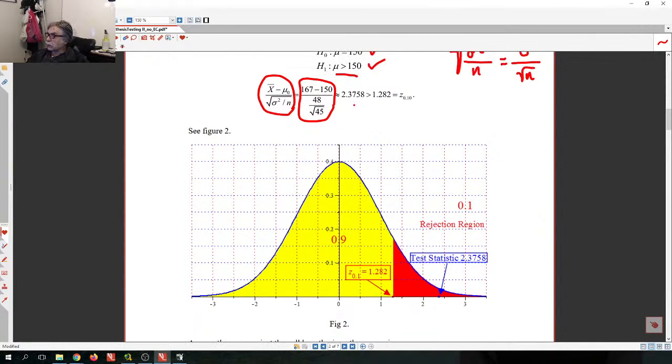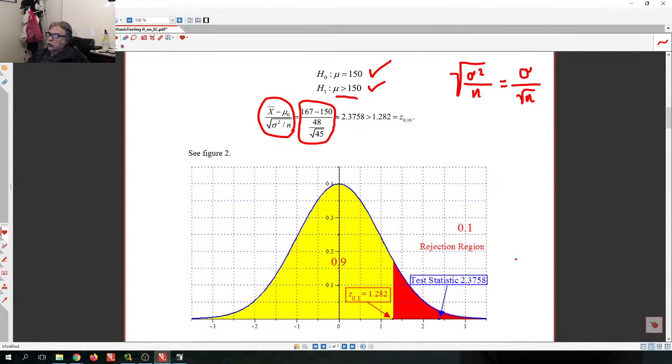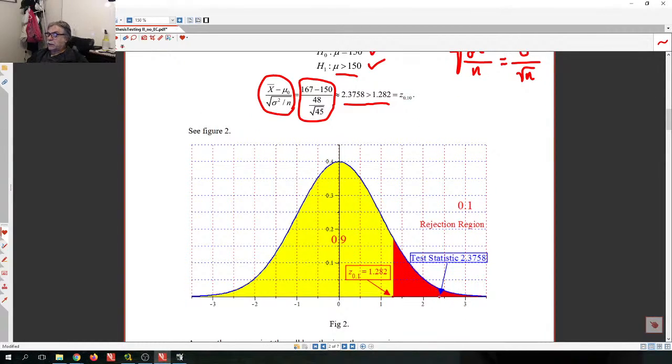So where is our test statistic? Look at this. 2.3758 right here. The test statistic is 2.3758, well into the tail. Okay? Which means that the rejection criterion has been met. This has happened. The test value, 2.3758, is well above the critical value, 1.282, which makes the test statistic after the critical value into the tail.